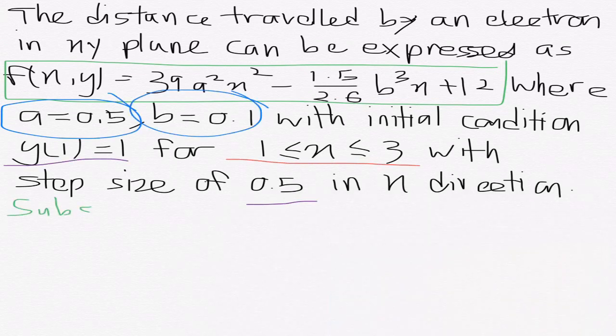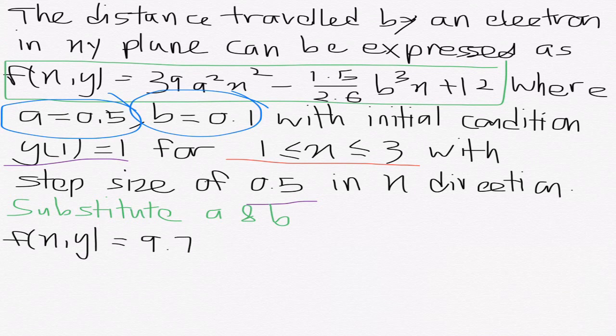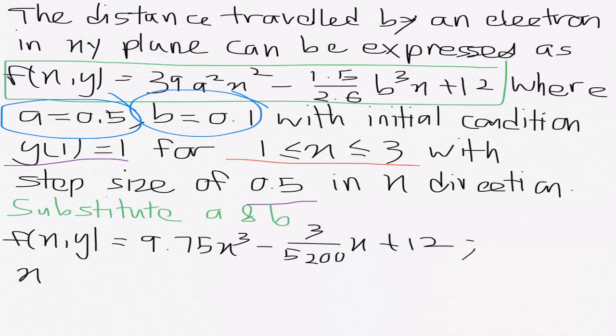From this question, it is given a function where a equals 0.5, b equals 0.1, and the range is x between 1 and 3. The initial condition is given. So when x0 equals 1, y0 equals 1, and the step size is 0.5. So we substitute the a and b values, and we will obtain the equation.